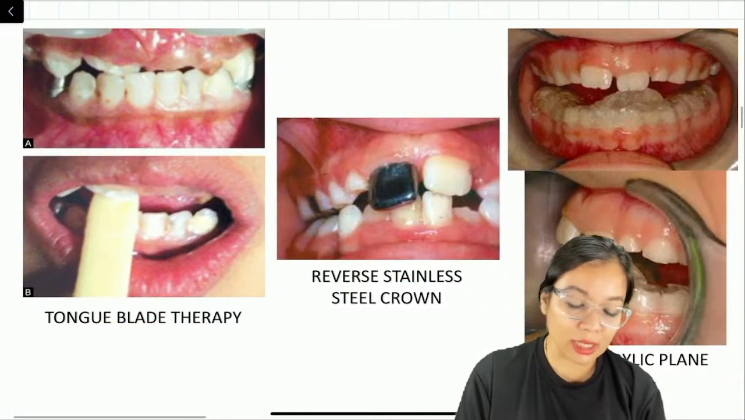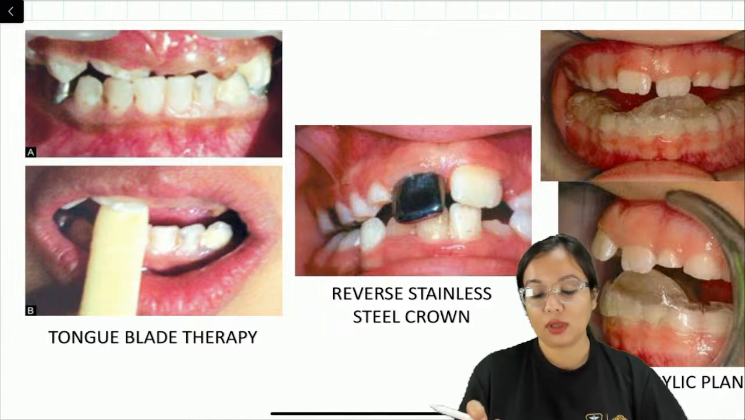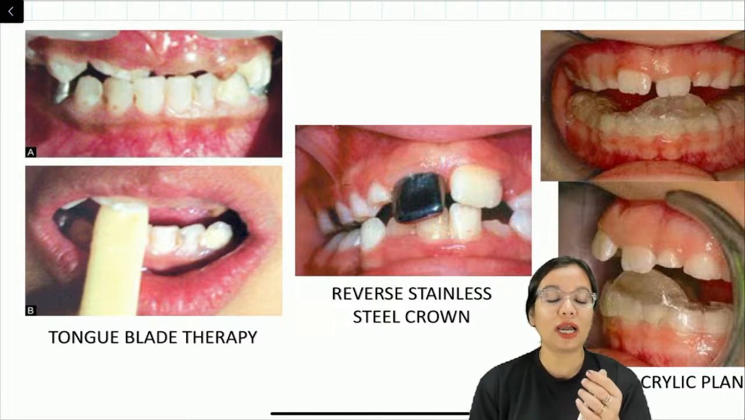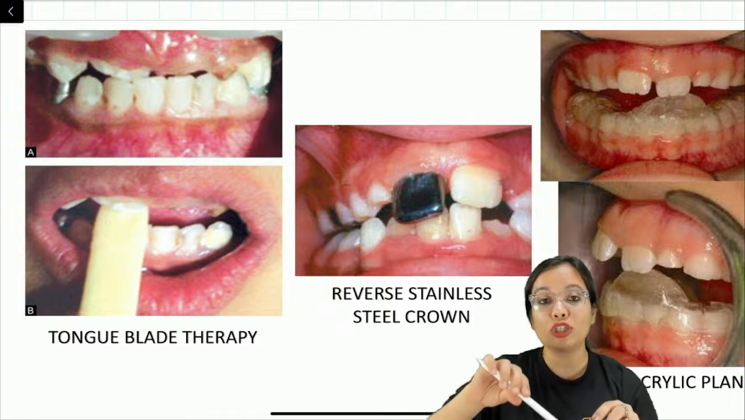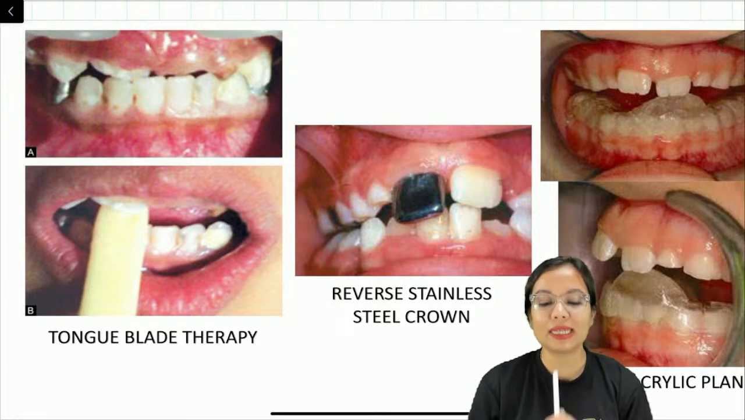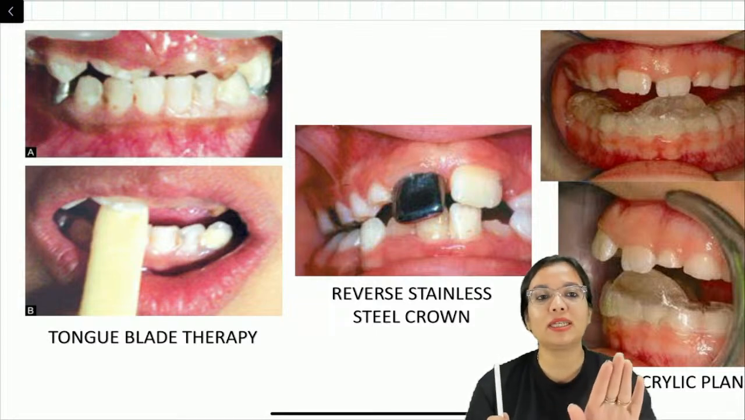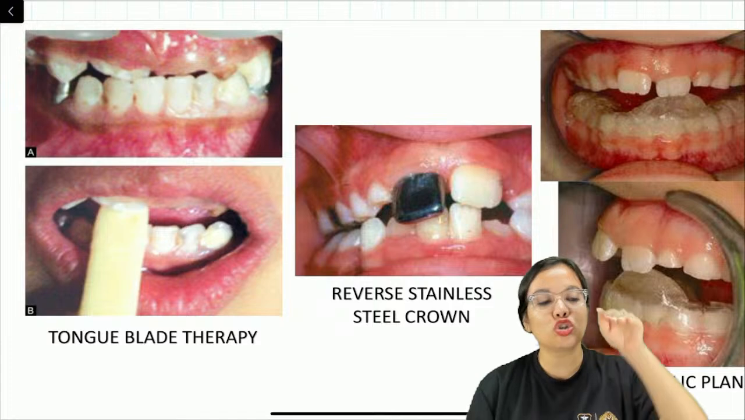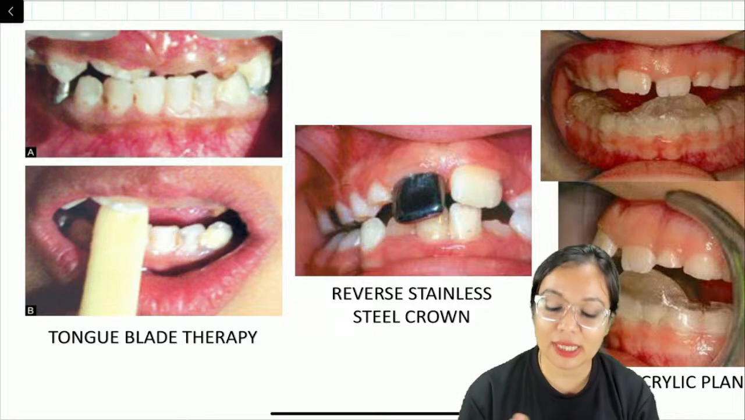So let's look at the picture of all of these. This is the tongue blade therapy. A tongue blade is nothing but an ice cream stick, the wooden spoon that you get with the ice cream. That stick is taken and you train the patient to hold it such that one end goes under the maxillary tooth and the other end goes over the mandibular tooth. So the maxillary tooth has a slope to grow on and grows outwards. Can you see in the picture how the tongue blade therapy can work?